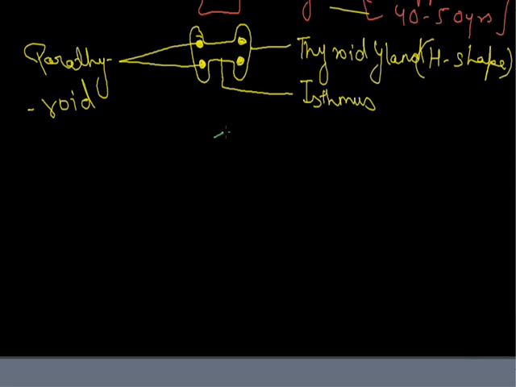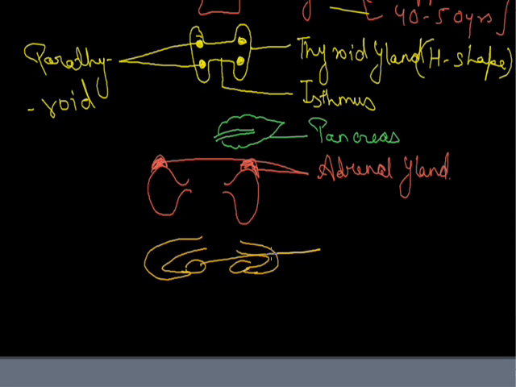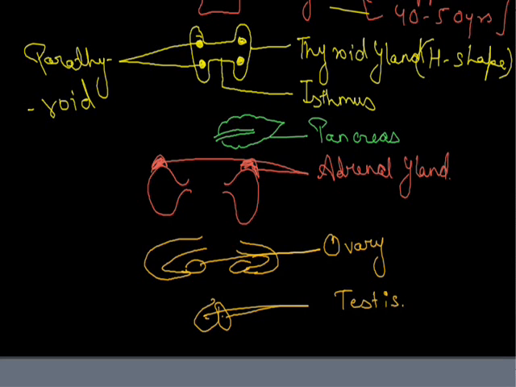After that there is the pancreas, then the adrenal gland, which is 2 in number. Next is the ovary, which is also 2 in number, and then the testes, also 2 in number. The adrenal gland is also known as the 4S gland, 3F gland, or gland in gland.